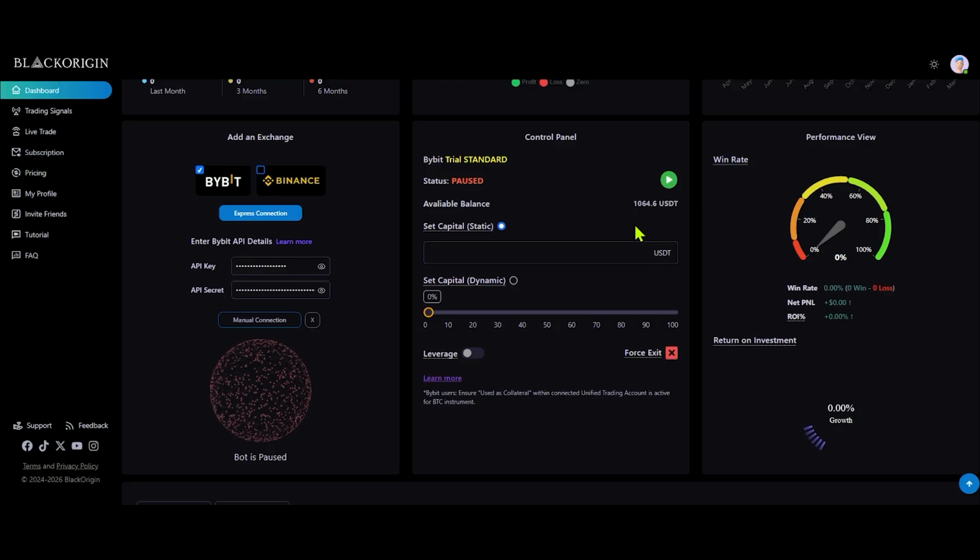To start, you should add USDT fund into your connected exchange account. There is a $100 to $150 minimum capital requirement across various trading plans. On the control panel, choose your preferred capital allocation method and the amount.